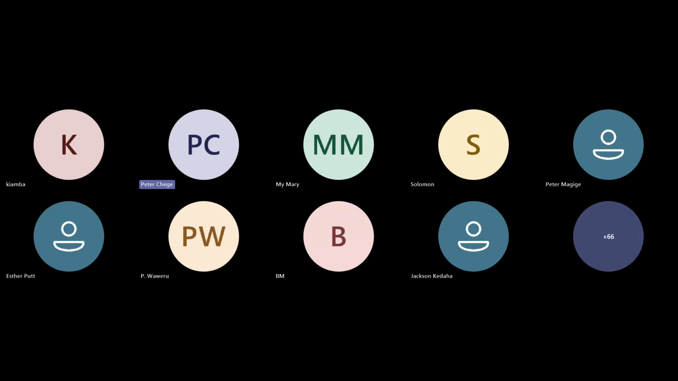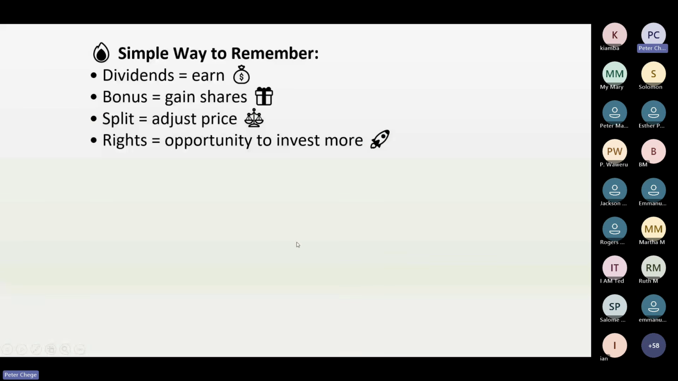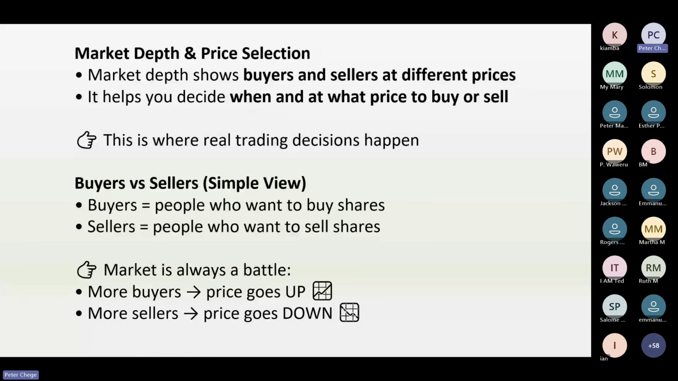So let's go to the next slide. Market depth and price selection. Market depth will show you the buyers and sellers at different prices. That is demand and supply. It helps you decide when and at what price to buy or sell. Market depth is the most important as a beginner. I'll show you in the next screenshot, because the market is closed today and we can't see the real prices. This is where the real trading decisions happen, on market depth. Market depth is where you need to see the prices.